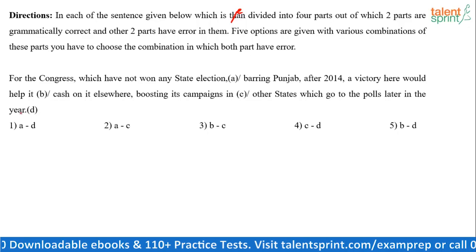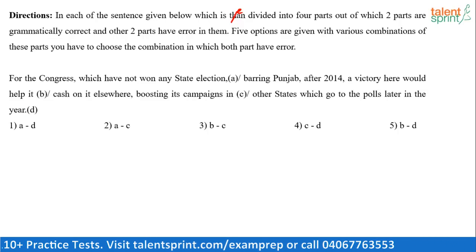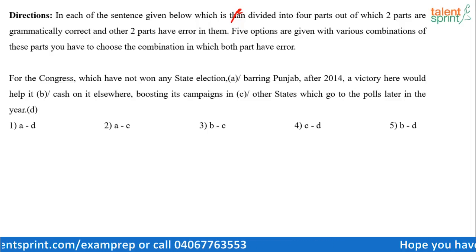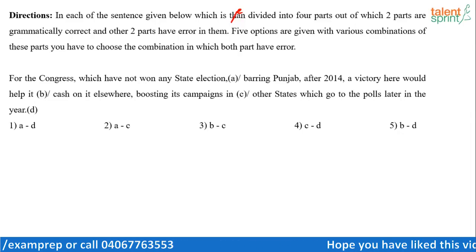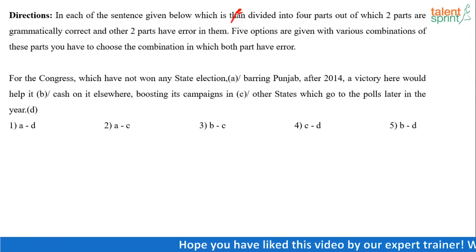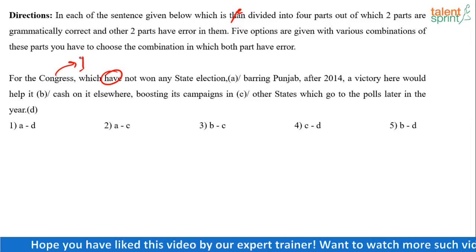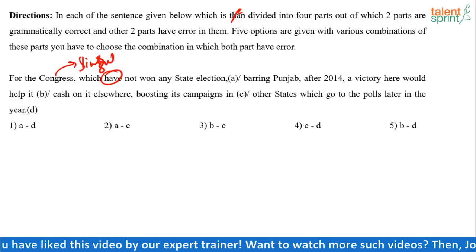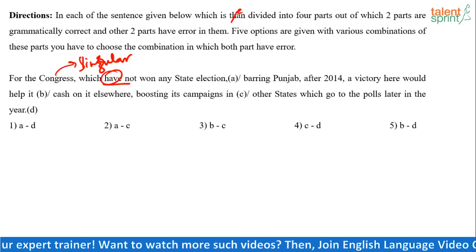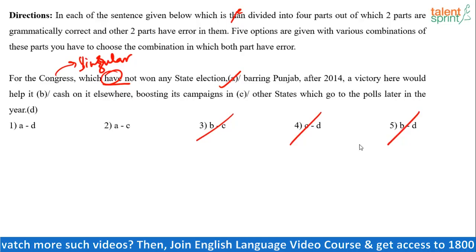For the Congress which have not won any state election. Alright. So can you see the problem right here? Can anyone see the problem? Yes. Congress, it is a party, it is considered as singular, okay? So for that we will not use have, because have we use for plural. So A has the error, okay? So we will strike out 3, 4 and 5.